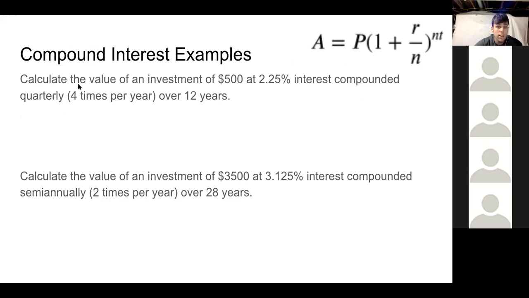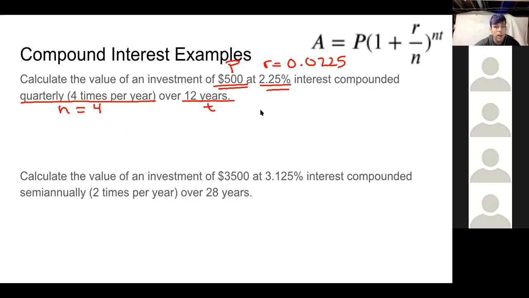So here we go. We're going to calculate the value of an investment of $500. So that is our P, our principal investment, at 2.25% interest. So that is our R, which would be 0.0225. Compounded quarterly, which means 4 times per year. So that means our N is 4. Over 12 years, that's our T. That's the total time of the investment. So we have everything we need. We have the P, the R, the N, the T. We got it all. We can just plug it in the formula.